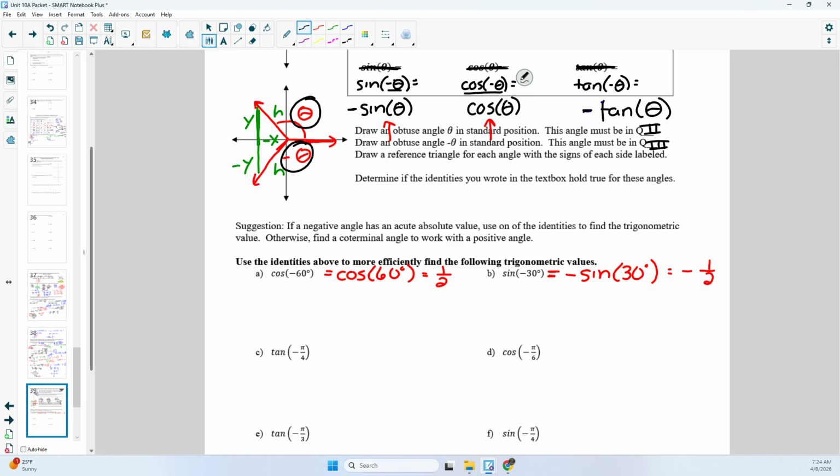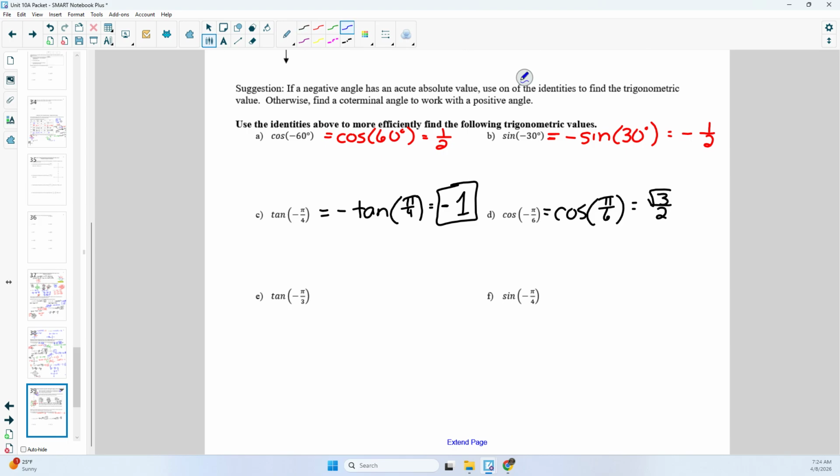So sine of 30 is 1/2, so this is negative 1/2. Tangent of negative pi over 4, so tangent, I do need to change the sign, is equal to the negative tangent of positive pi over 4, which is 1, so this is negative 1. Cosine, we keep our sign the same. Cosine of pi over 6 is radical 3 over 2, so that's using my middle identity, saying the cosine of negative theta is equal to the cosine of theta.